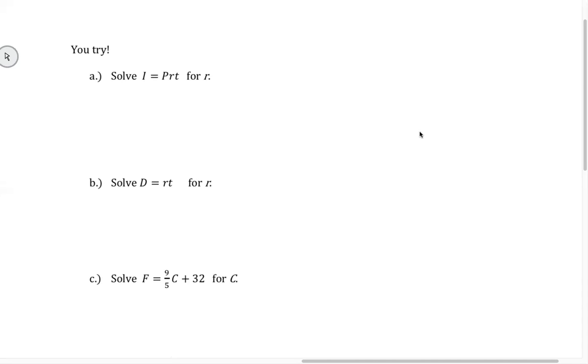Now watch this. Ready? I want R. So I'm going to divide by P and T. So I get I divided by PT equals R. Nicely done. You didn't think that was going to be that easy, did you? Yeah, sometimes they are. Sometimes they are.